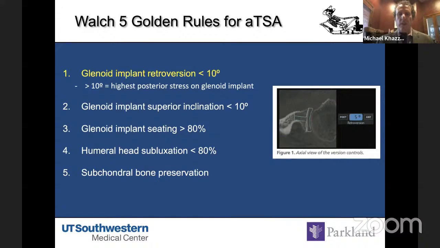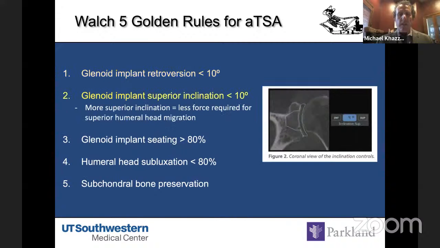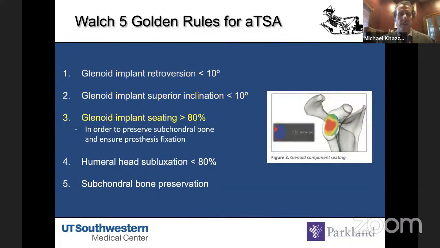You want to make sure that you can correct that, and that's either with bone, metal, or augmented polyethylene components. Similarly, in the coronal plane, you want to avoid the edge loading that would occur with significant superior inclination. Backside seating greater than 80% distributes the forces behind the polyethylene component and assures maintaining the prosthetic fixation and no debonding of the bone cement interface.